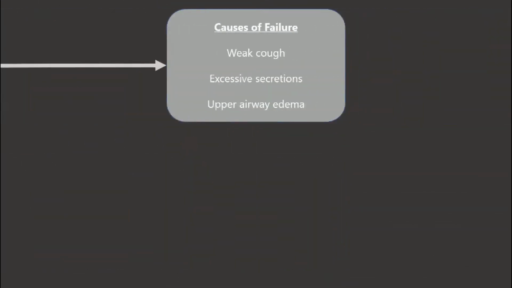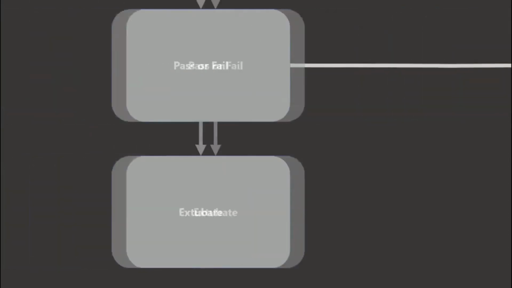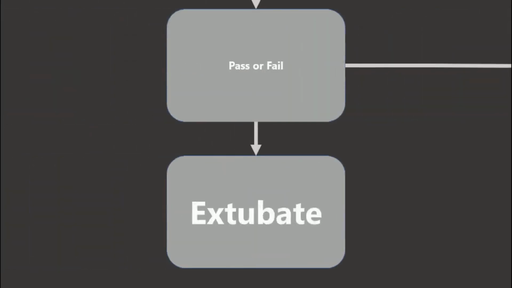If they fail this, then the cause of the failure at this point in time is that they usually have a weak cough, they have far too many secretions, or they've developed upper airway edema as the reason for the lack of their cuff leak. But if they pass that, or they meet all of those criteria, then it's time to be extubated.